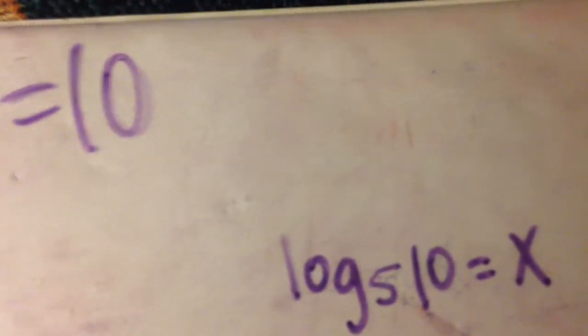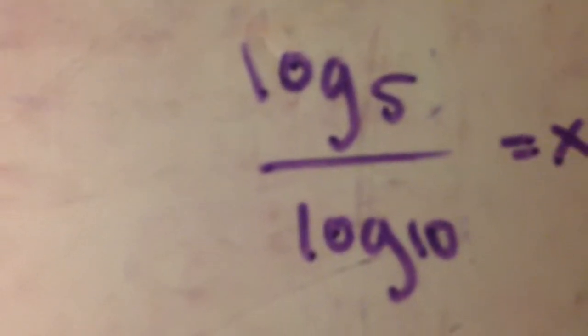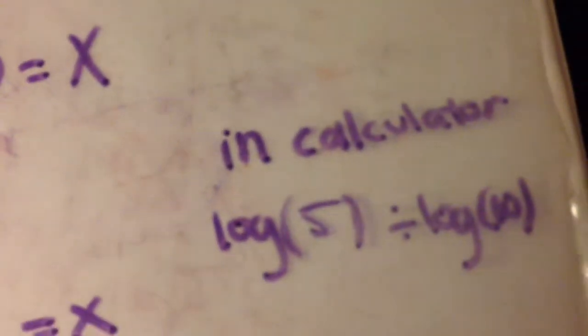So here's our equation. So we're going to be using log to solve this. So this is what we're going to do first. We're going to change it into this. So log base 5 of 10 equals x. That's how we're going to change it. And then we're going to put it like this because we need to put it in the calculator. So we're going to put log 5 over log 10. It's different in the calculator. So in the calculator, it's going to be like this. Log parentheses 5 divided by log parentheses 10.